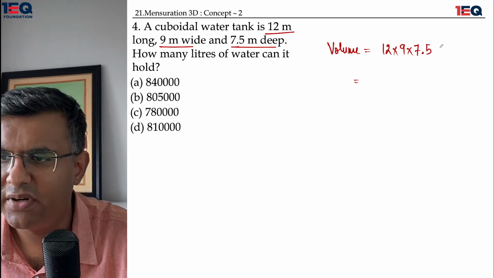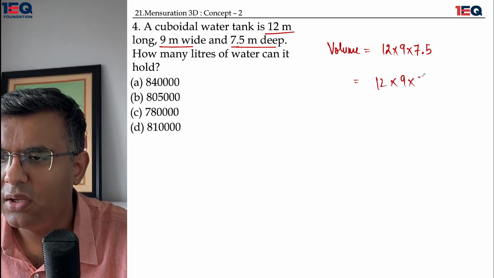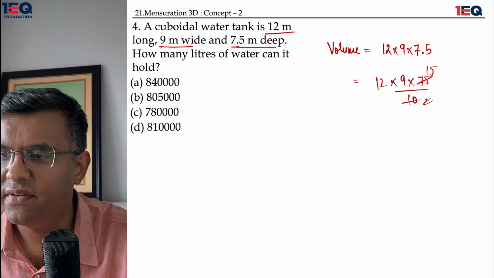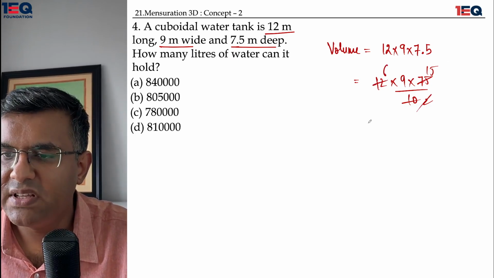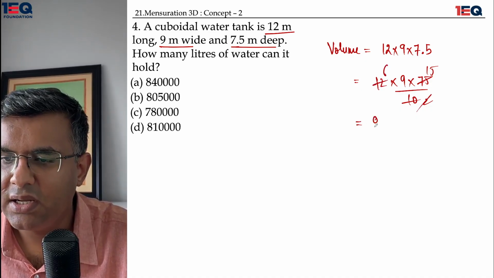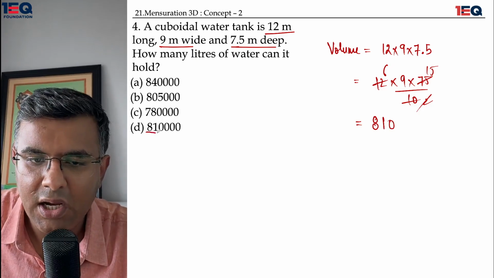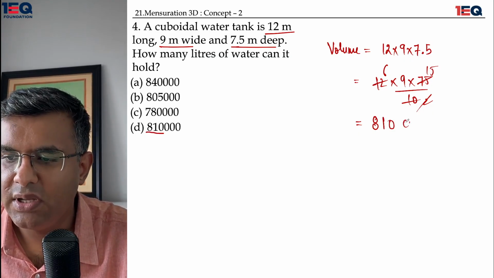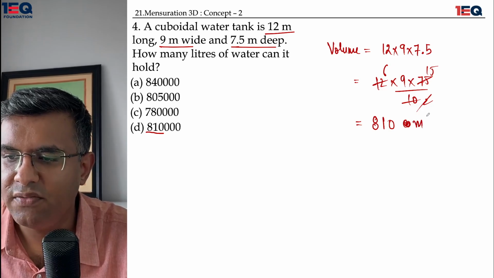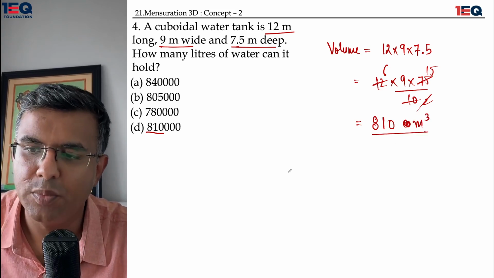I don't think this is a comfortable calculation. Let me make it a little more comfortable. 12 into 9 into 75 upon 10. Now this is comfortable. 15 6s are 90 and 9 nines are 810. So I can clearly say that 810 is my answer. This 810 is in terms of meters cube.